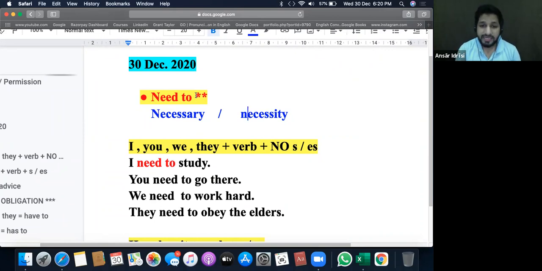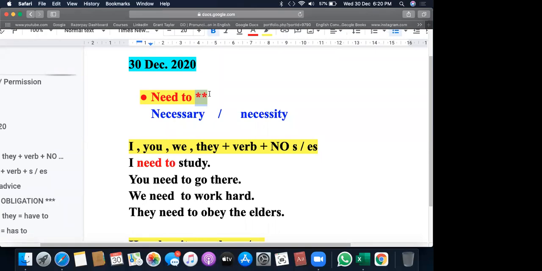Now let me tell you, need to is like 2 stars. Why do we say 2 stars? The rating is given by me only. Why? Because it contains the formula of 2 stars. Means what? It is stronger. It is a little bit stronger. All right. Need to is a stronger modal auxiliary to make sentences.